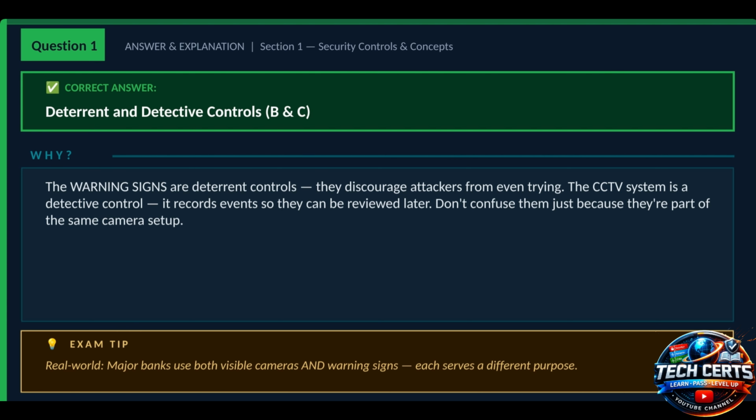Here's why. Security controls are categorized by what they DO. The warning signs are deterrent. They make a bad actor think twice before even trying. The CCTV system itself is detective. It records what happens so you can review it later. Don't confuse the two just because they're both part of the same camera system.